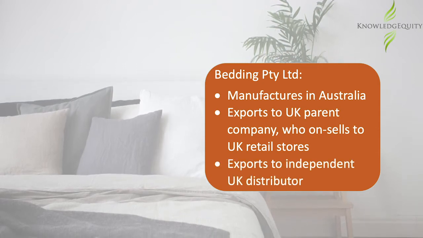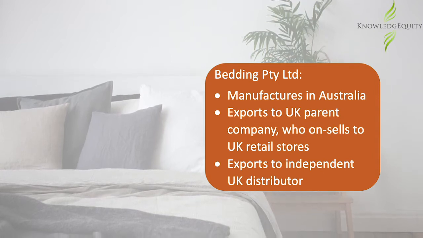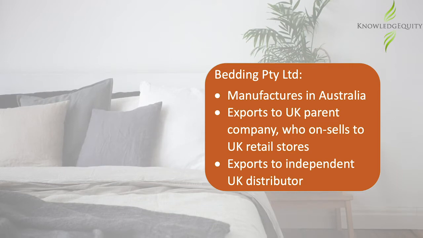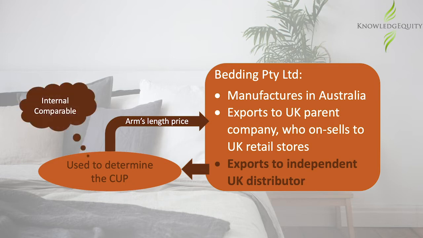Assume that Bedding also sells its linen to an independent UK third party, which also sells the linen to UK retail stores. The price from this transaction could be used to determine the CUP between independent parties, so as to determine the arm's length price regarding Bedding sales to its parent company. This is what is known as an internal comparable, because it is utilizing data regarding the taxpayer's independent transactions.